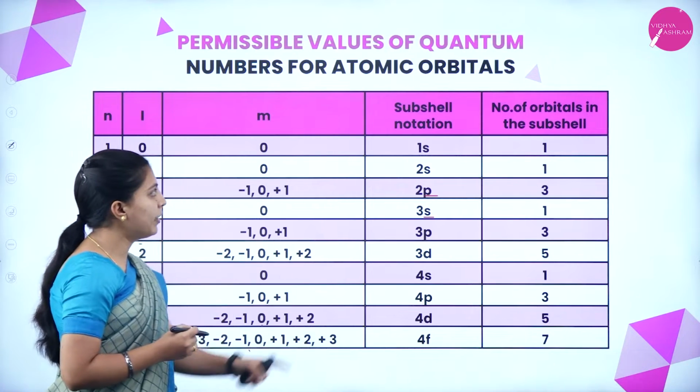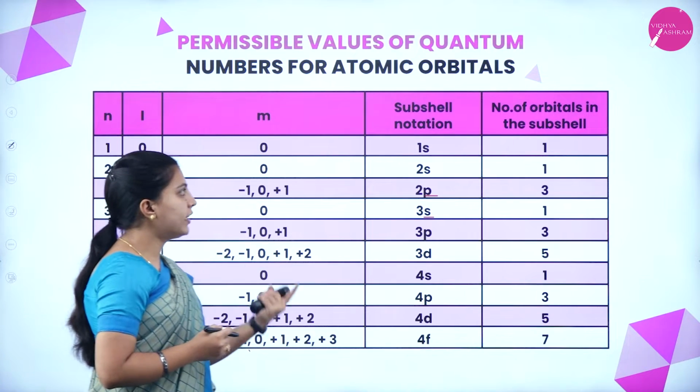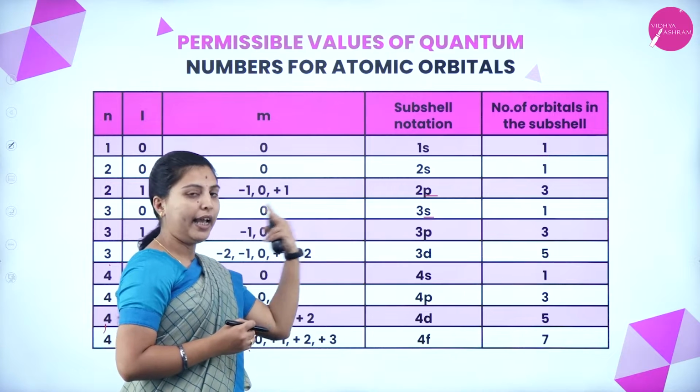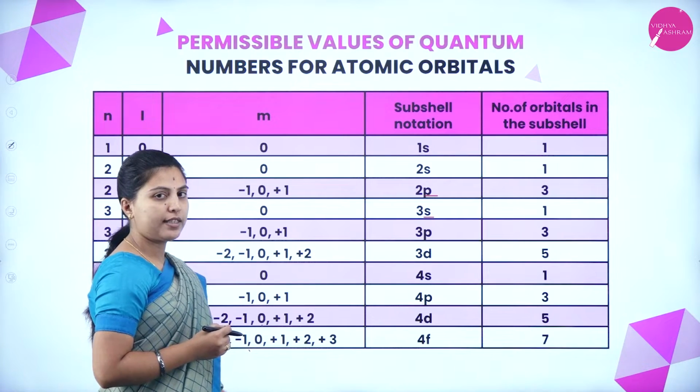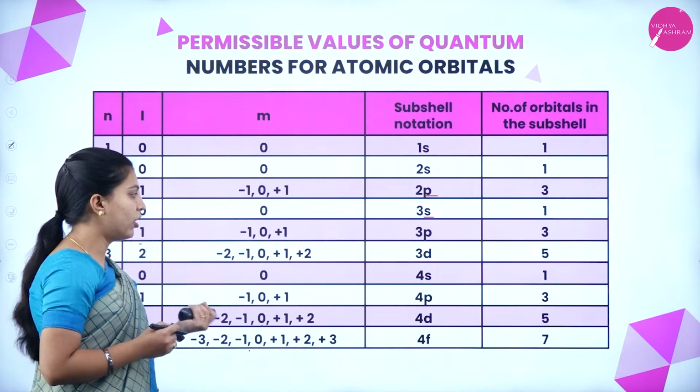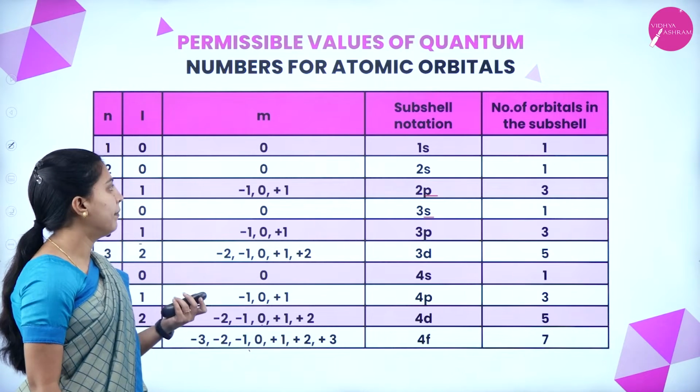By this table, we can see overall all the quantum numbers and how they help determine the number of orbitals, except the spin quantum number. We have not shown the spin quantum number here.